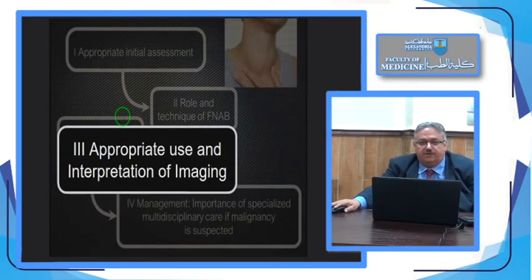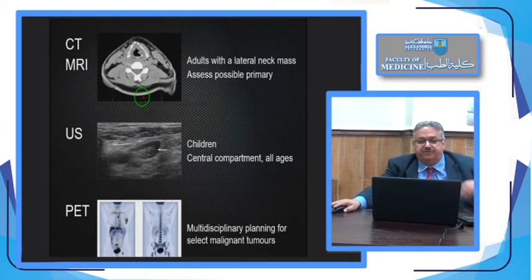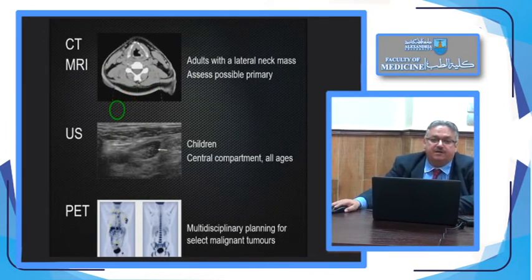Then the third pillar of the approach of evaluation of neck masses is the appropriate use and interpretation of imaging. We use different techniques of imaging: CT, MRI, ultrasound, PET scan. So CT, MRI, when? In adults with a lateral neck mass to assess a possible primary. So two indications: adults with a lateral neck mass, CT or MRI, to assess the possible primary.